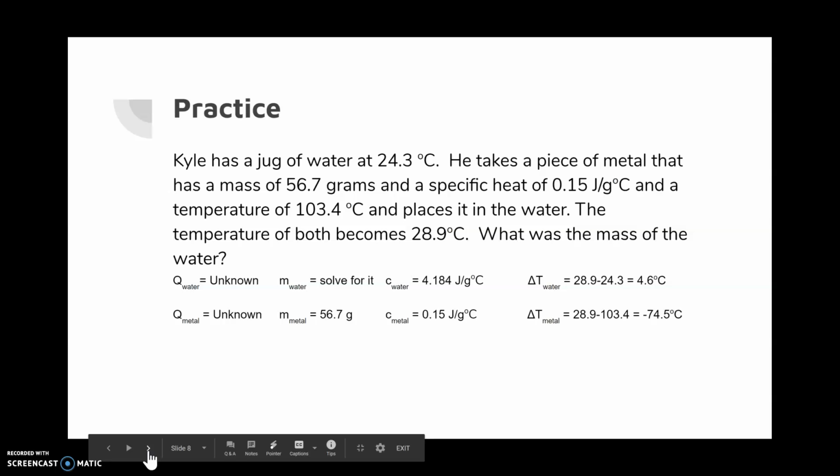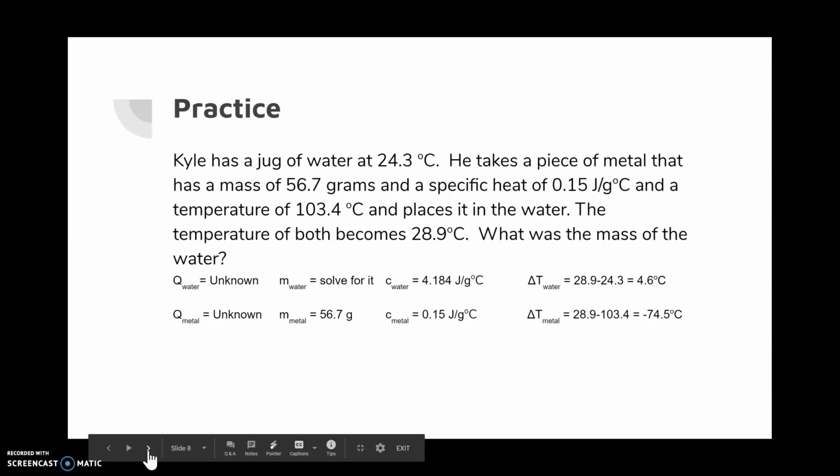The temperature of both becomes 28.9. So you can see in the change in temperature of the water and the change in temperature of the metal that I've used 28.9 degrees Celsius as my final temperature for both. So now I can calculate the change in temperature for my water and the change in temperature for the metal. I also know that I'm going to have to solve for the mass of the water. And I can fill in the specific heat of water, which I know is 4.184 joules per gram degrees Celsius. Therefore, the three variables that I need to solve for are the Q of the metal, the Q of the water, and the mass of the water.